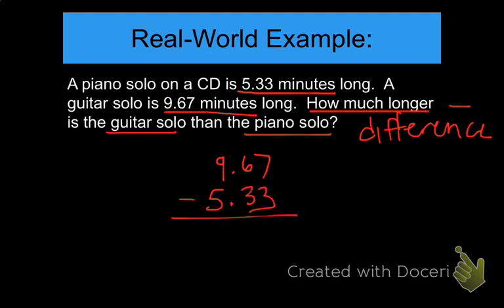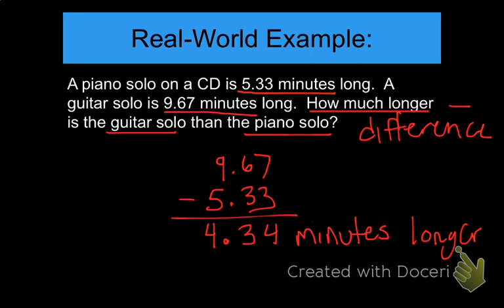Notice I'm still lining up my decimals as I solve. 7 minus 3 is 4. 6 minus 3 is 3. 9 minus 5 is 4. Decimal point straight down. And my guitar solo is 4.34 minutes longer than the piano solo.